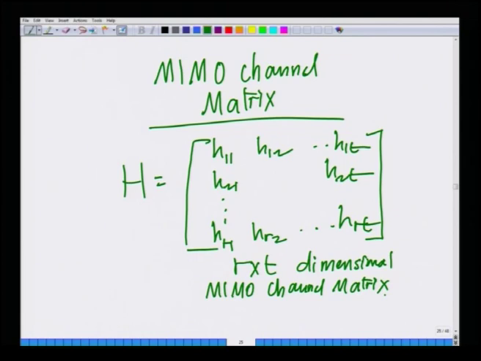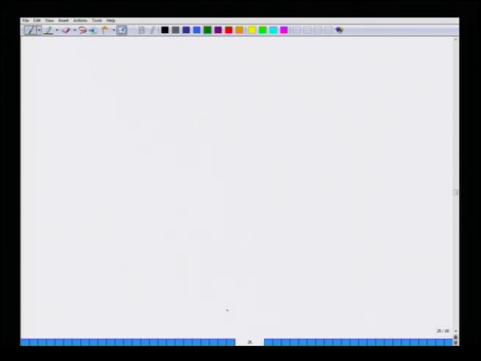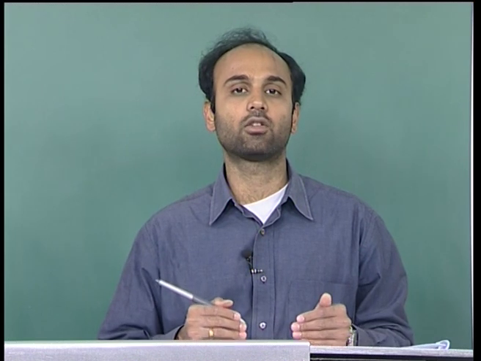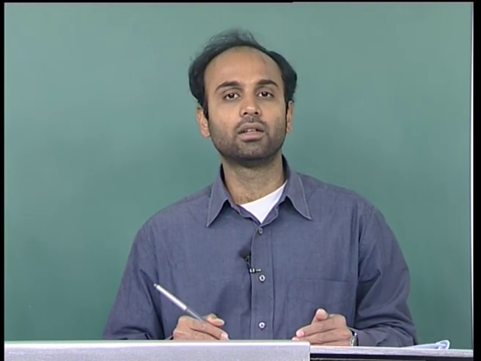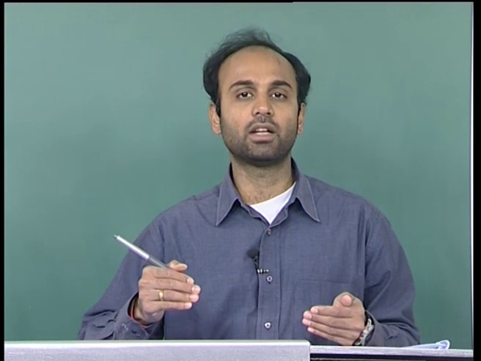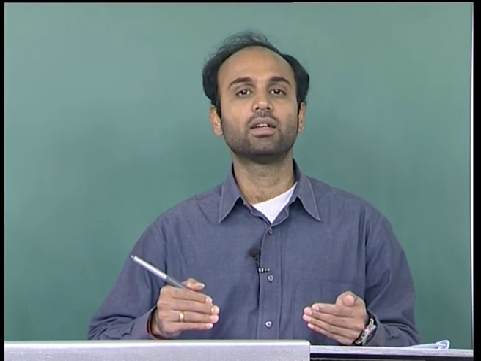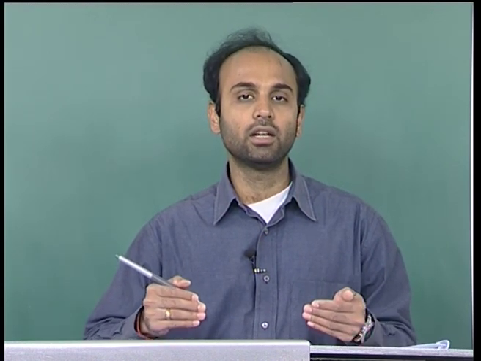This is the R cross T dimensional MIMO channel matrix. Hence, the MIMO system model can be expressed as follows. So, we said that the channel matrix is R cross T dimensional. It contains R T elements, which are the coefficients between each transmit and receive antenna pair. Since there are R receive antennas and T transmit antennas, there are a total of R times T pairs, and this channel matrix is hence R cross T dimensional.